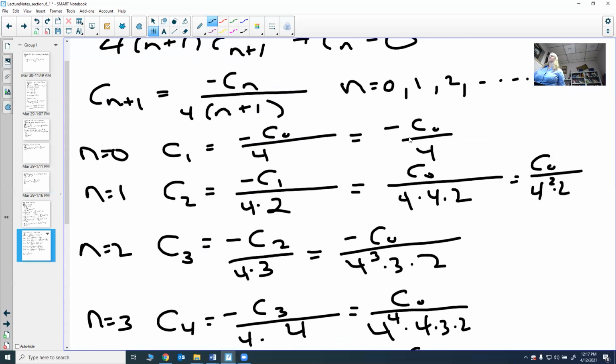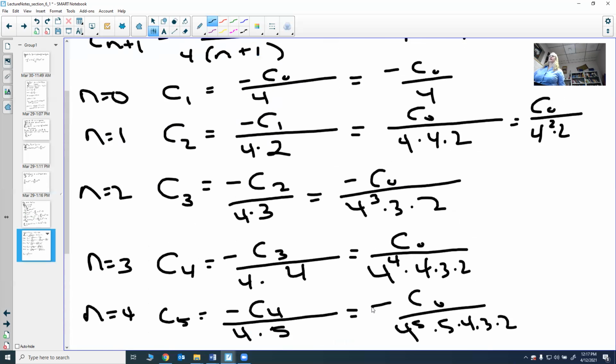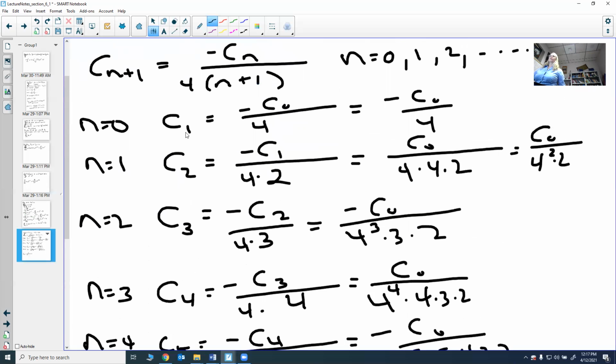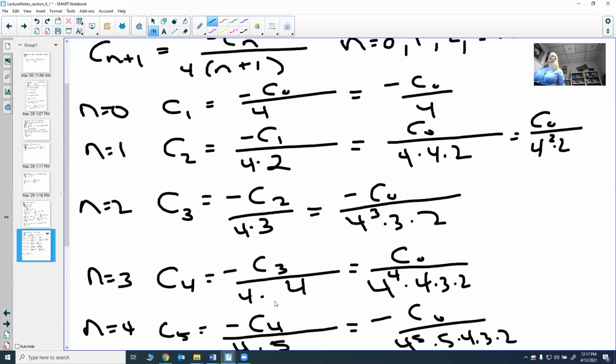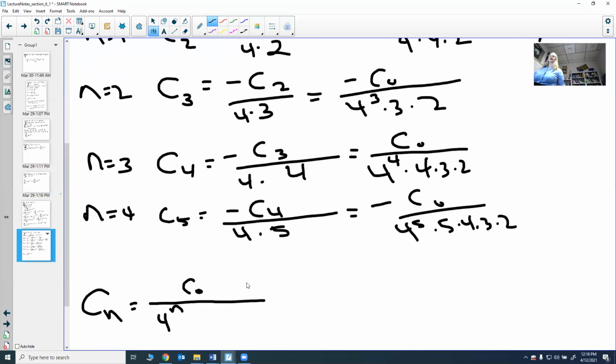One of the other patterns I noticed, we start with a negative. We went positive, we went negative, we went positive, we went negative. The C1 is negative, the C2 is positive, 3 is negative, 4 is positive, 5 is negative. So when we're an odd number, we're going to have a negative. So that would tell me that there's going to be a negative 1 to the nth power.